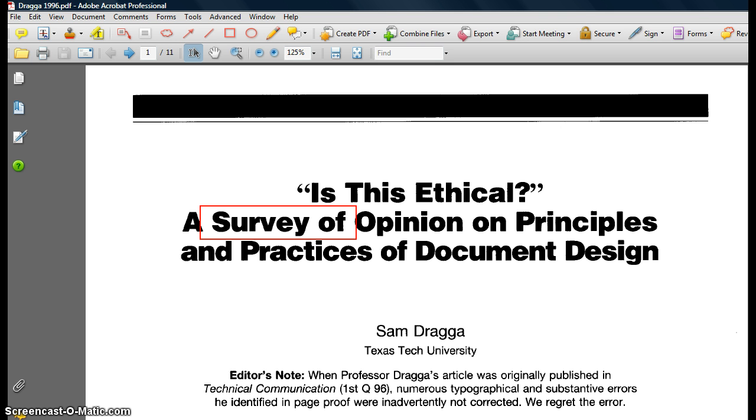I also thought it would be a good idea to grid this article in class on Wednesday, and then I could post a video of how to do that based on what we found in the class for the online students the next day. So one of the things that makes this article great is you can tell immediately what it's about. The author says it's a survey of opinions on principles and practices of document design. So that's really clear. Sometimes you have to read an entire article to figure out what type of method they used. So I thought that was helpful.